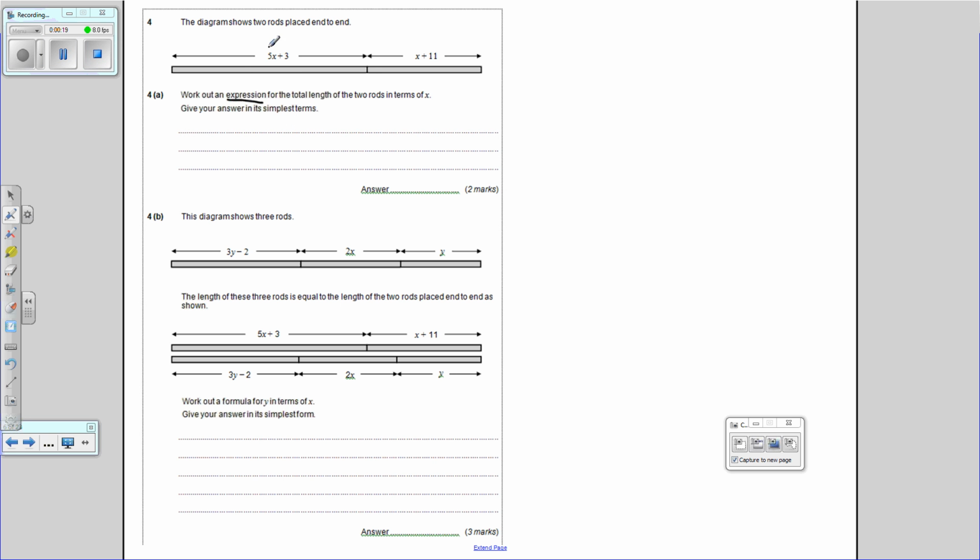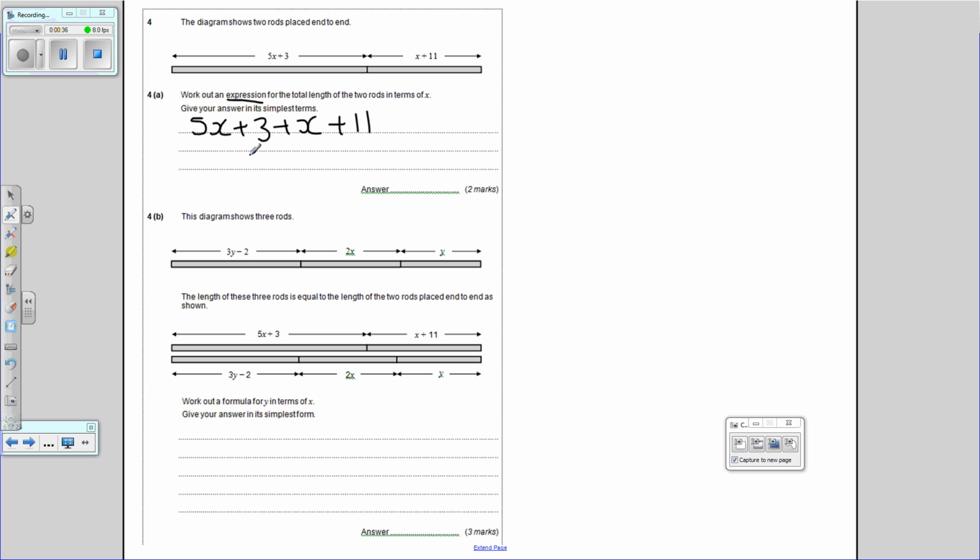It's no equals. So an expression for the total length is just going to be this length added to this length. So 5x plus 3 plus x plus 11. That's an expression for the total length here. That would be 1 mark. You have to give your answer in its simplest terms.